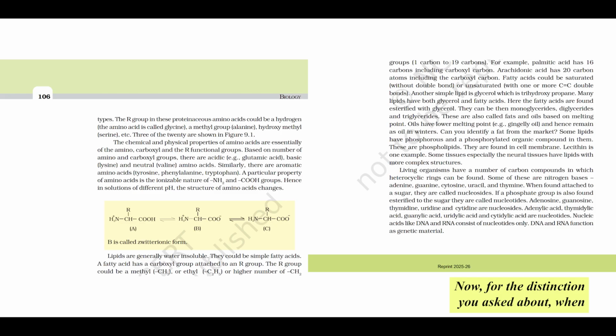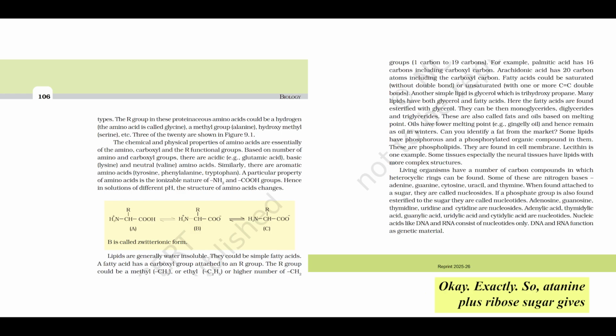Now, for the distinction you asked about: when one of these nitrogenous bases, A, G, C, T, or U, gets chemically attached to a sugar molecule, specifically a 5-carbon sugar, a pentose, like ribose or deoxyribose, the resulting molecule is called a nucleoside. Base plus sugar, nucleoside.